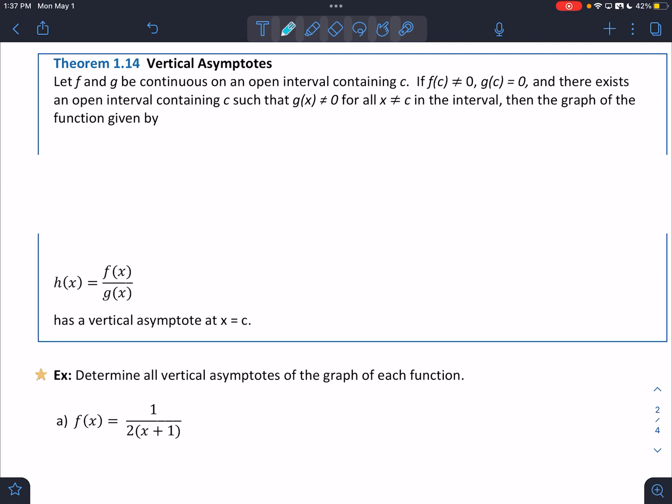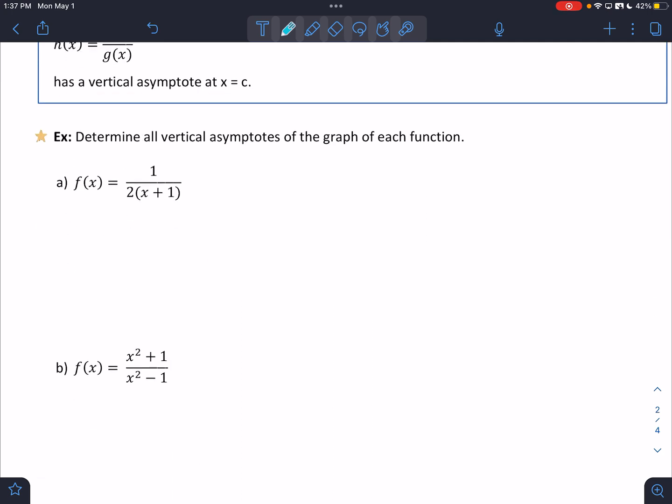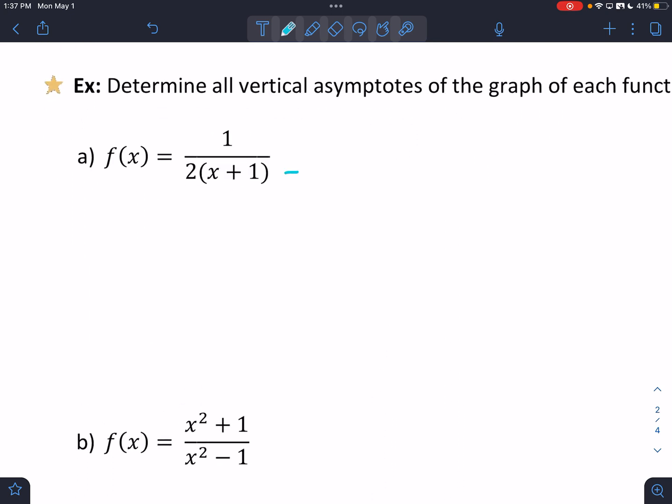So it says determine all vertical asymptotes of the graph of each function. This is more algebra-like. So where will the asymptote live in example A? What are we going to do to try to figure out where the asymptote is? Essentially, the definition says, what x is the function not existent at? So you're going to set the denominator equal to 0. So 2 times x plus 1 has to be 0, right?